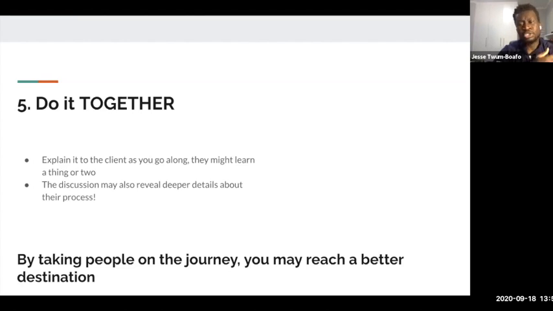So by taking people on the journey, I believe you end up reaching a better destination because you help them to understand what needs to happen, and that helps from an adoption perspective, and you have a better understanding of their process, and that leads to you designing a data model that is more meaningful to them. So tip number 5 is do it together. And those are my 5 tips for data modeling.